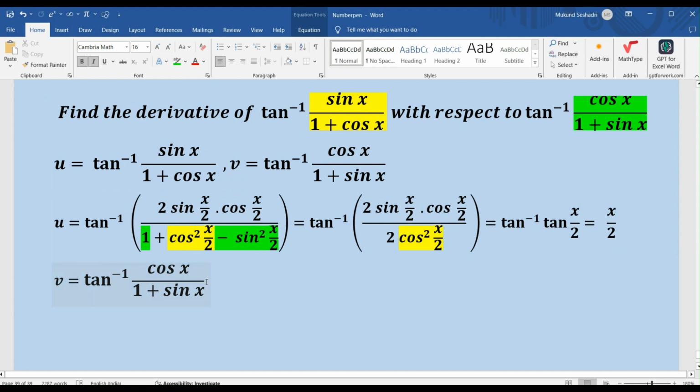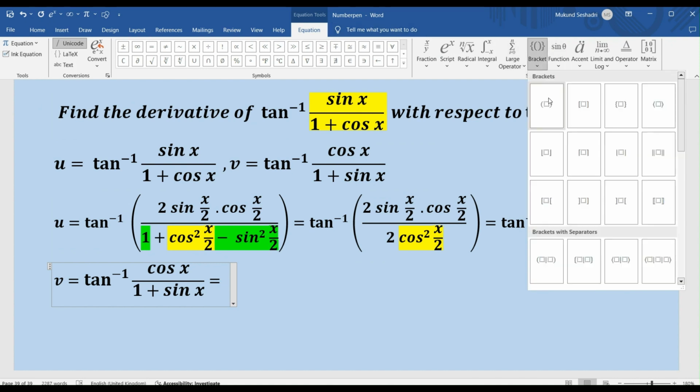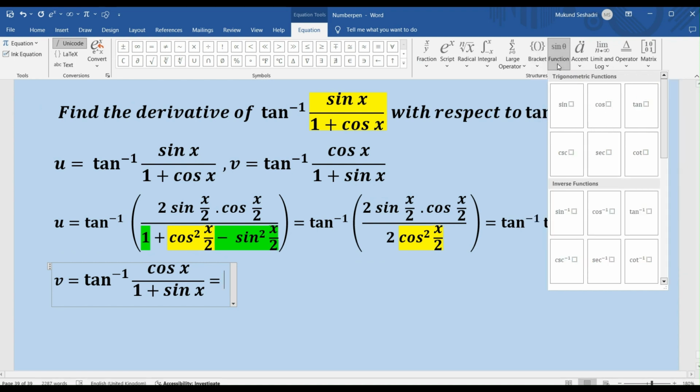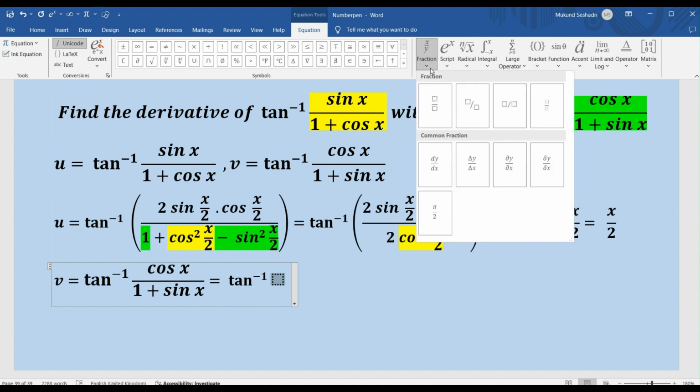So can I make a substitution that will put it back in the form of sine divided by 1 plus cos, so that I can avoid the trigonometric simplification? The answer is yes. What is that substitution that I will have to make? My first expression, cos x, is nothing but sine of pi by 2 minus x, right?